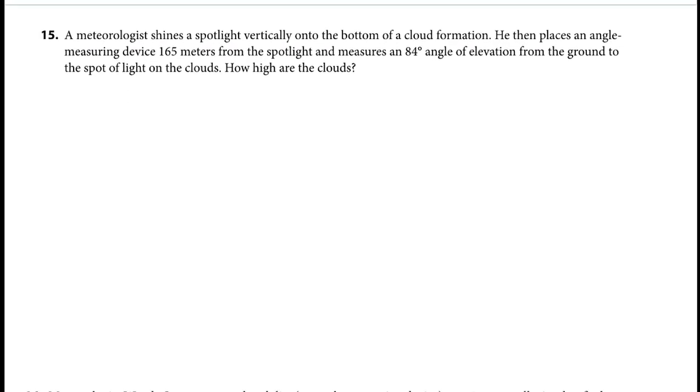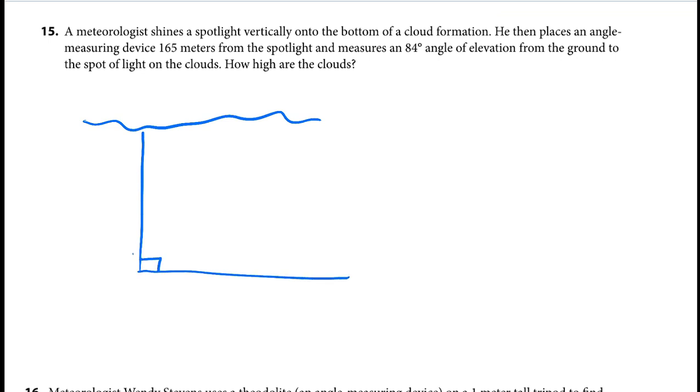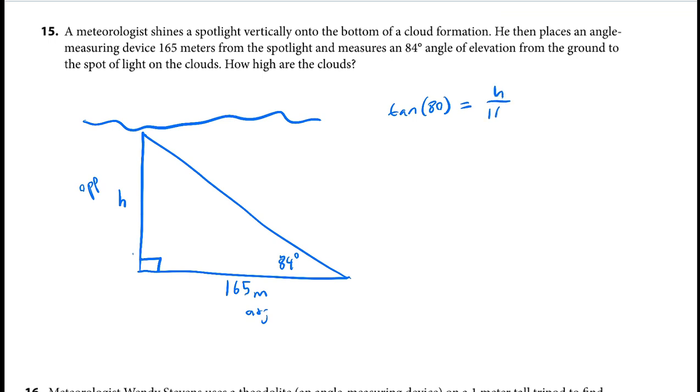All right, so a meteorologist shines a spotlight vertically into the bottom of a cloud. So here's a cloud. Whoa, here's a cloud. And so he shines straight up. So vertical is a right angle with the ground. He then places an angle measuring device 165 meters away and measures an 84 degree angle. That's a really steep angle. This is going to be really tall. How high are the clouds? So let's call this height. So again, this is TOA. So we got opposite over adjacent. So we have tangent of 84 equals h over 165.